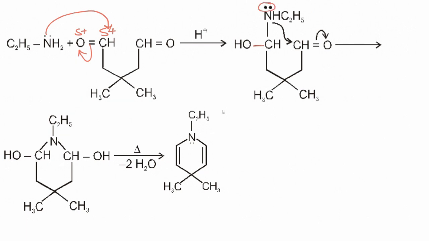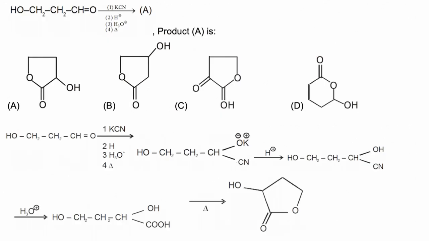Now this nitrogen, having higher nucleophilicity, will again act as a nucleophile and electrons are shifted towards oxygen. So a diol is formed. Now this molecule on heating will eliminate hydrogen from its beta position. So OH and H, a water molecule, is released and an unsaturated compound is formed, and hence the correct answer is A.